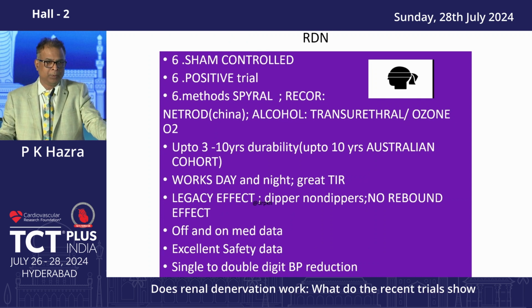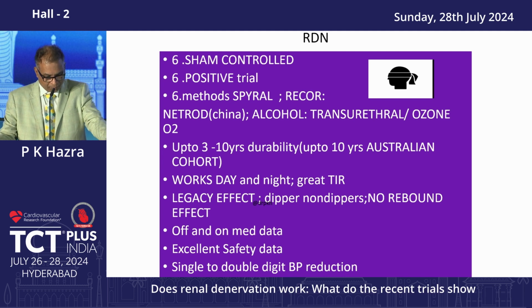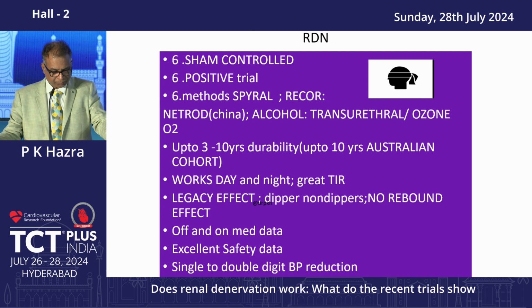And recently, ozone: if you inject 8 ml of ozone and 15 ml of oxygen, CT scan guided, into the ganglia, you can denervate, you can do the neurolysis. How much it gives and how long it lasts matters, because it's a costly therapy. We have data up to 10 years from the Australian population and German population.